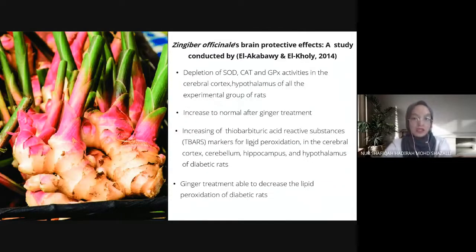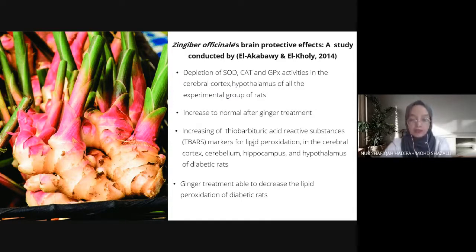First, we will discuss the brain protective effect of Zingiber officinale, from a study conducted by Al-Amin and Al-Fulayh, 2014. They found the depletion of SOD, CAT, and GPx activities in the cerebral cortex and hypothalamus of all the experimental groups of rats. However, ginger was able to increase the antioxidant activity to the normal level.